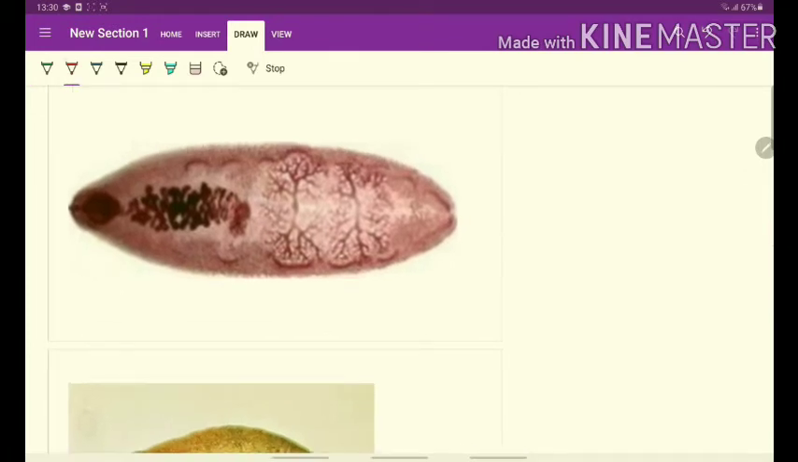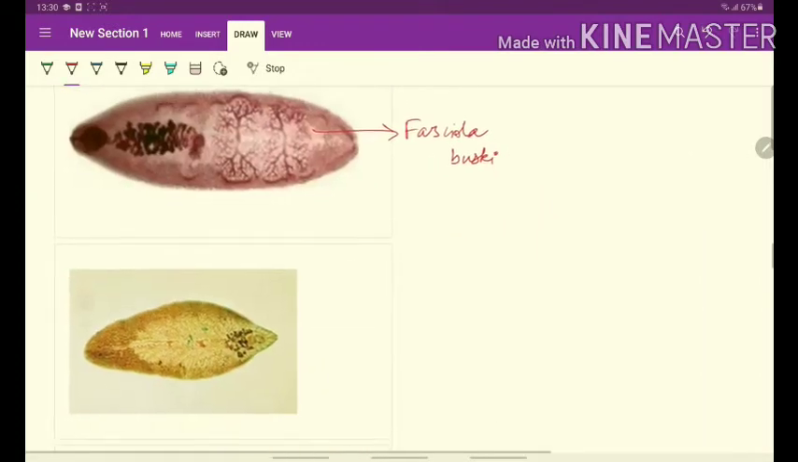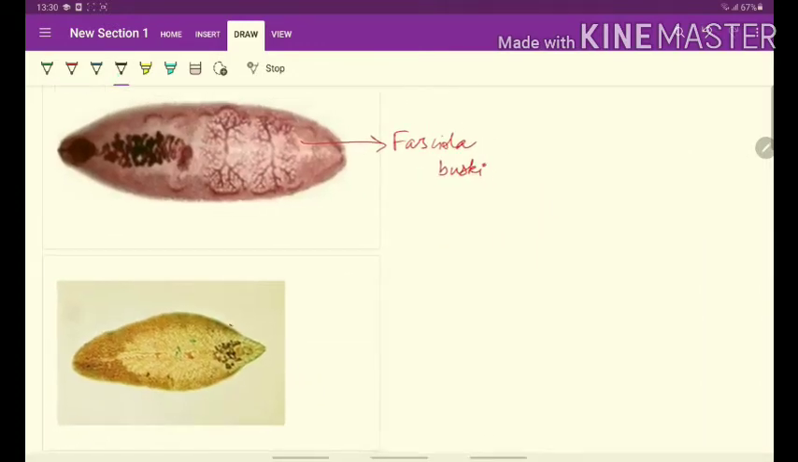Next image, this is an image of Fasciola buski, and this is an image of Fasciola hepatica.